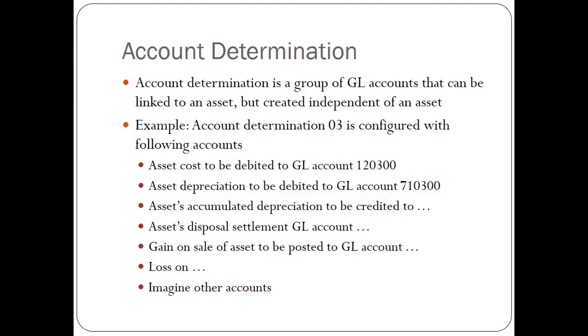So there are two more accounts which are to be linked to the asset, which will tell the system that the depreciation of this particular asset will have to be recorded in these accounts. Similarly, what if we dispose of the asset? What kind of gain or loss? Where the gain or loss will be recorded, where the disposal will be recorded. So these are the different general ledger accounts which need to be mentioned and linked to the asset master data.